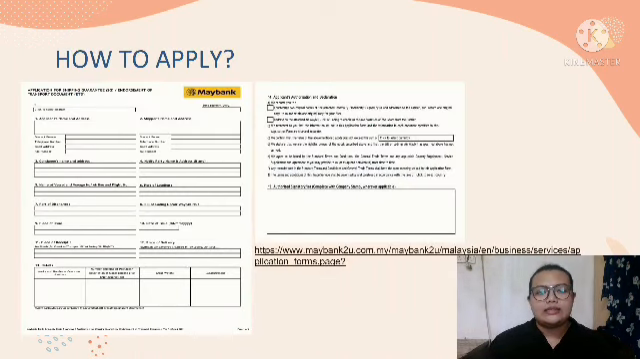So this is the example of the Maybank shipping guarantee application form. After preparing all of the related information, the customer can go to the nearest branch, or can also go to this link to download the shipping guarantee application form and submit it to the nearest branch.